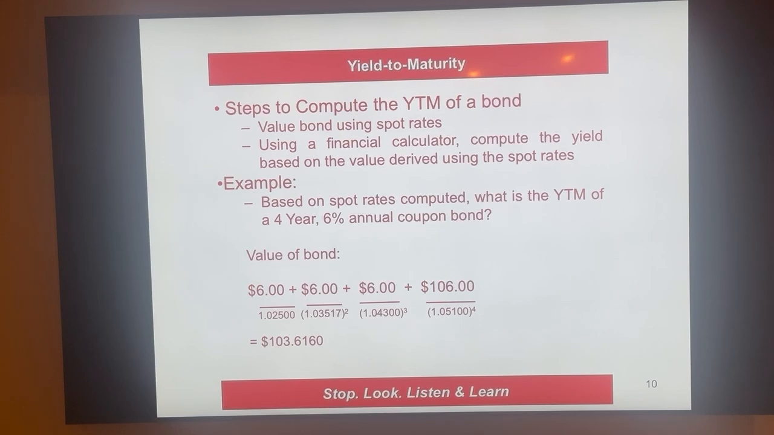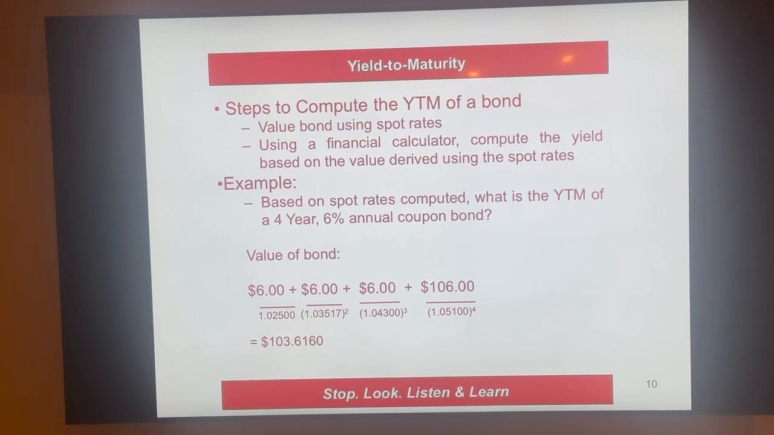So the steps to computing the yield to maturity on the bond. Basically, the first thing you need to do is to value the bond using the spot rates. And then after you compute that value using the spot rates, then you're going to use a financial calculator or a spreadsheet program to compute the yield or the yield to maturity on that bond based on the value that you derive by using the spot rates. And this is probably best illustrated by walking through a simple example.